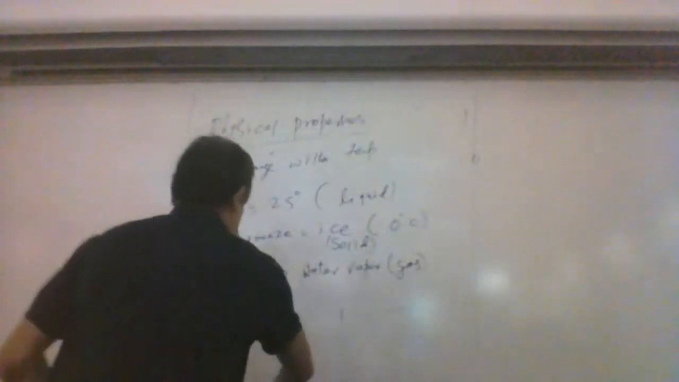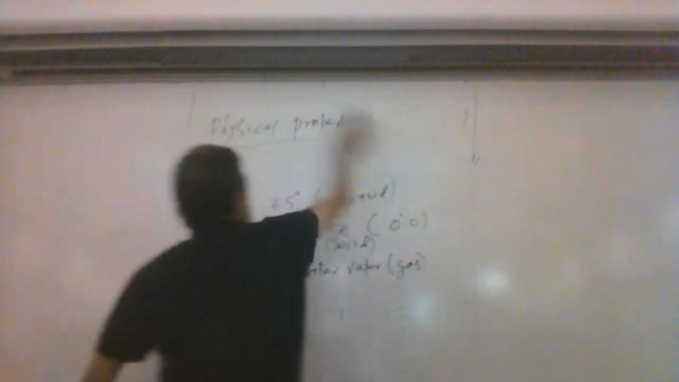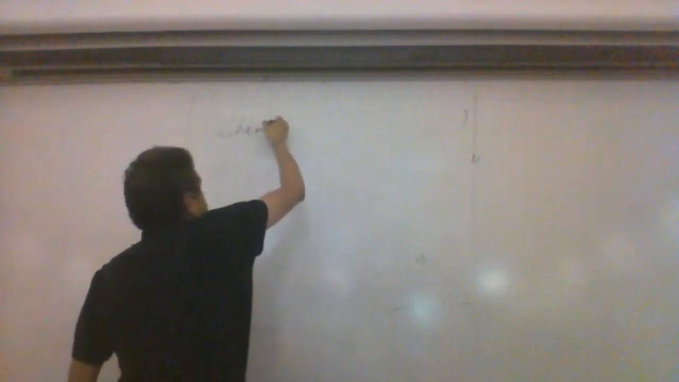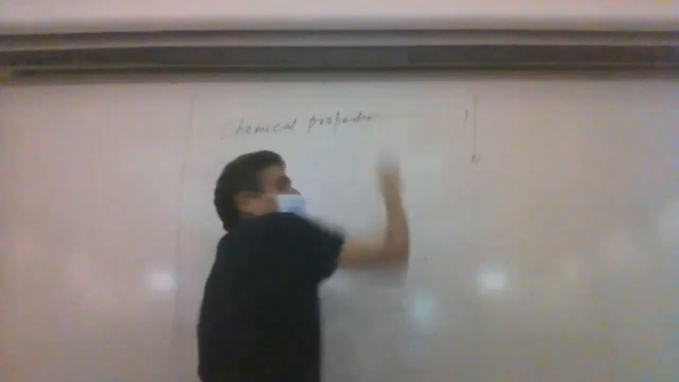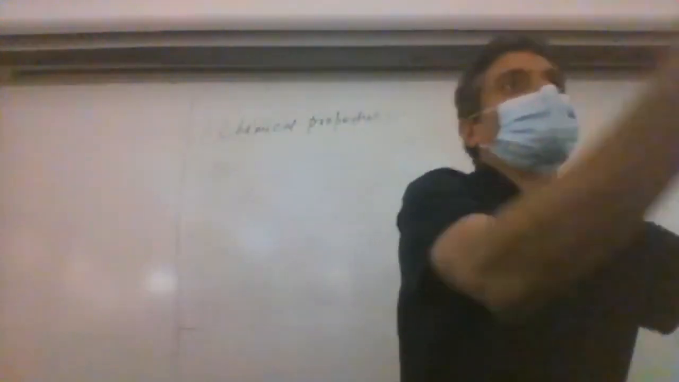Now how about the chemical property? Let's see. Chemical properties. So what are chemical properties of things? You need to put two chemicals together and see how they behave. That is called chemical property. So take a chemical A, take another chemical, put them together and see what materials are formed. That is called chemical property.